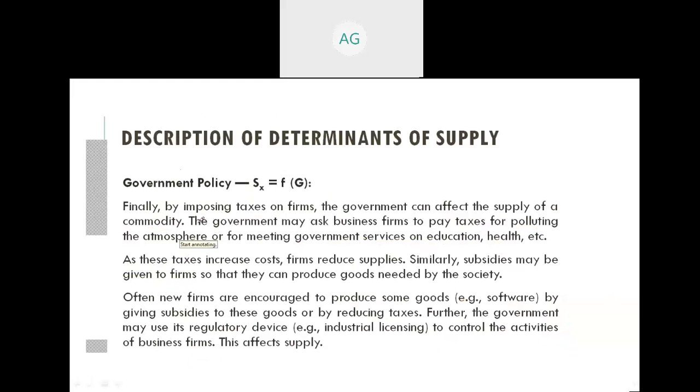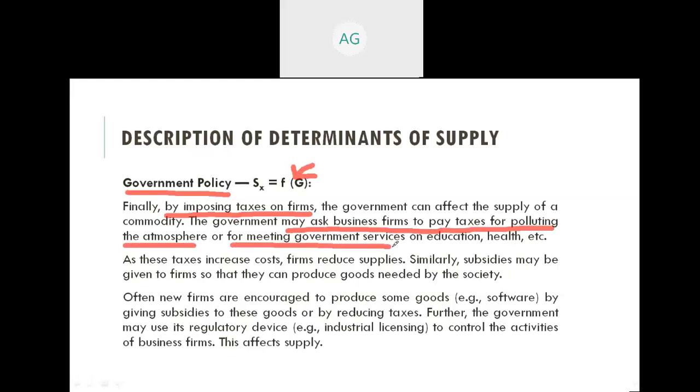Now the last, seventh determinant of supply is government policy, denoted by capital G. By imposing taxes on firms, the government can affect the supply of a commodity. The government may ask business firms to pay taxes for polluting the atmosphere or for meeting government services on education, health, etc. As these taxes increase cost, the firm reduces supply.